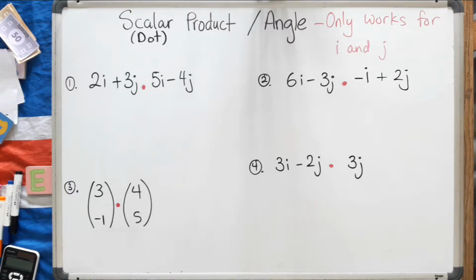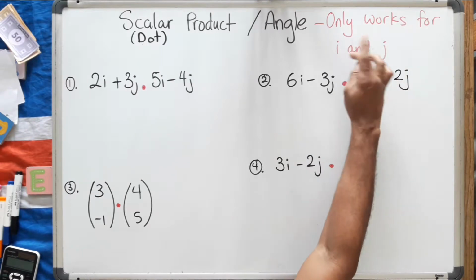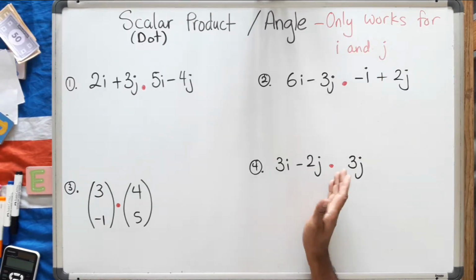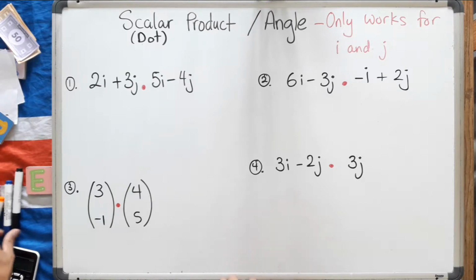So let's get started. The first thing to remember is that scalar product and angles only work when the vectors have i and j, not a and b, or column p and column q. It only works for i and j, to my knowledge. So let me show you how to do scalar product.